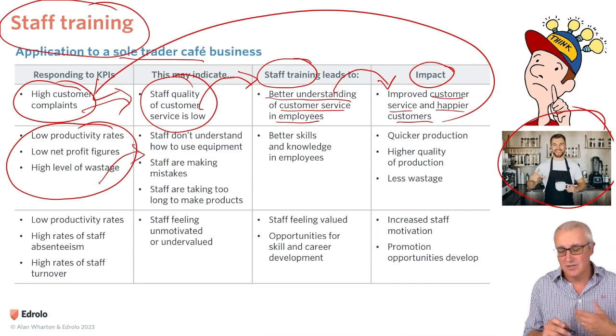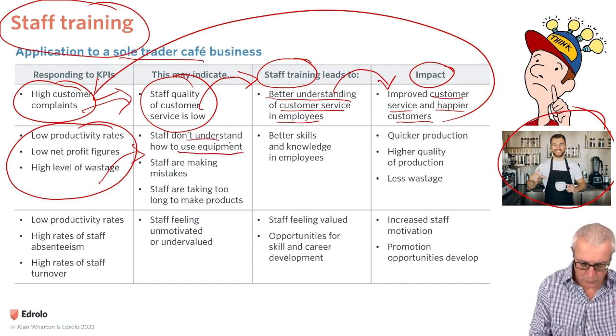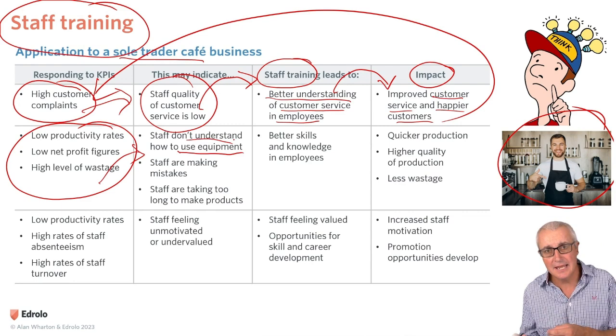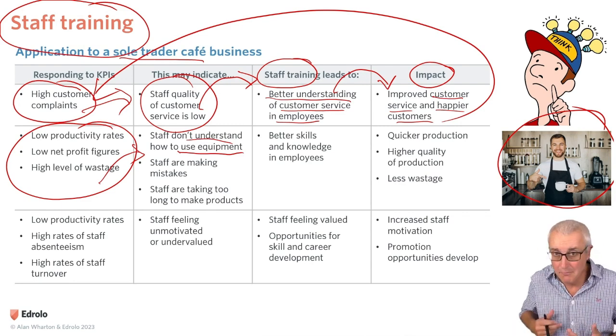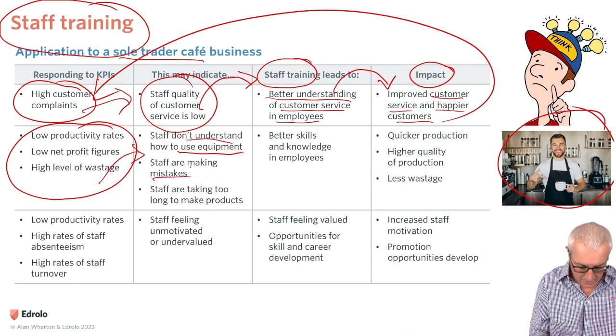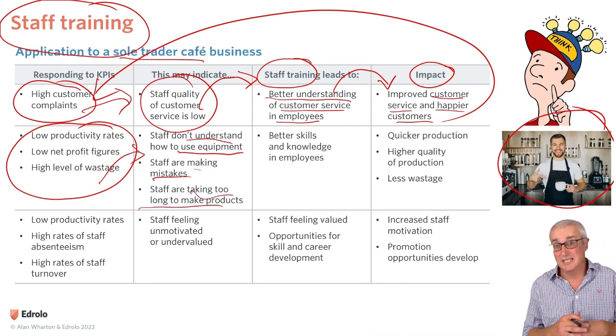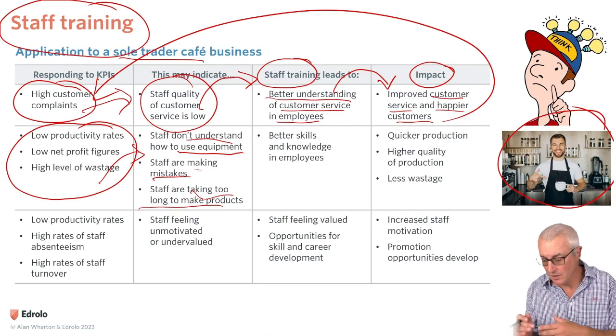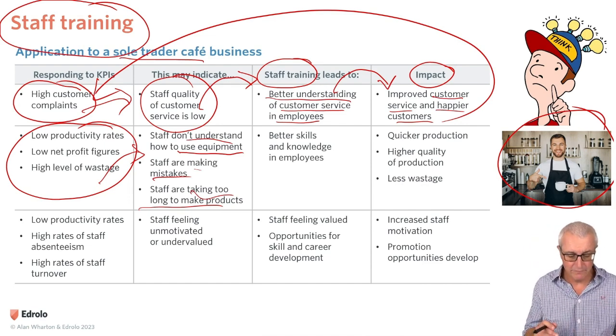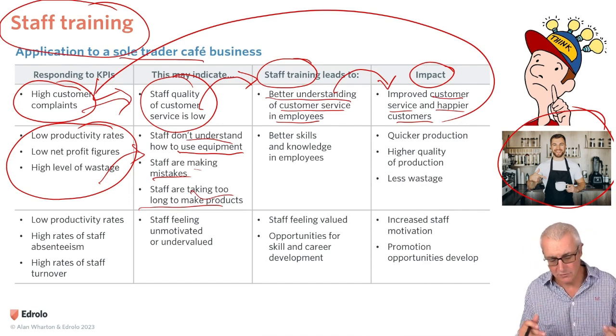Well, maybe my staff aren't very good on the coffee machines and they're wasting a lot of coffee. So they don't understand how to use the equipment. Maybe they're making mistakes and they're not doing lovely latte art and the milk's spreading out. Or they're taking too long to make products and customers are complaining because it's just taking so long. Okay, so we've got low productivity rates, net profit figures are down and a lot of wastage in our coffee.